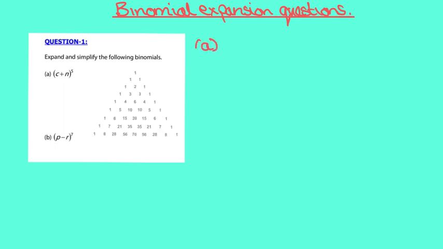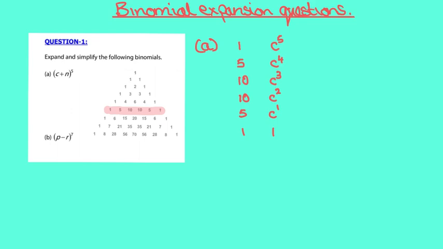A. Because n is equal to 5, write down the sixth row of Pascal's triangle. 1, 5, 10, 10, 5, 1. Now write down the powers of C. C to the power of 5, C to the power of 4, C to the power of 3, C to the power of 2, C to the power of 1, C to the power of 0, which is 1.